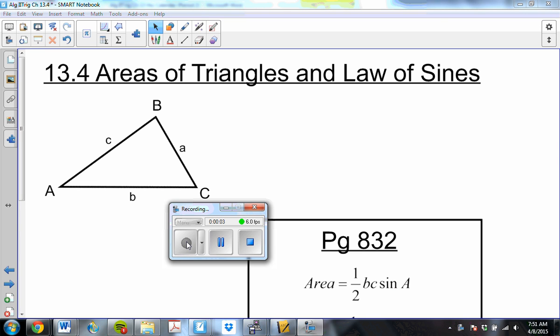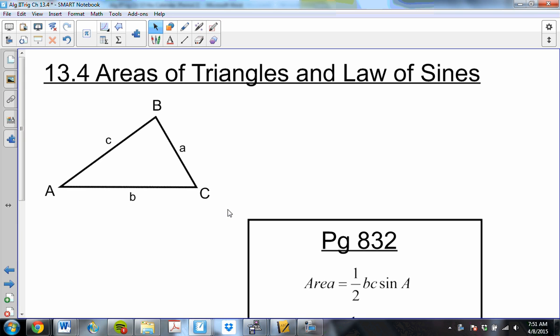13.4 gives us one way to find the area of triangles and also the law of sines, which is a useful tool. We'll start by finding the areas of triangles. Now here I have a regular ABC triangle with sides a, b, c and angles A, B, C, and this has no numbers attached to it. It's not a right triangle. That's an important thing to notice. Moving forward, the trig we do doesn't have to just be right triangles.